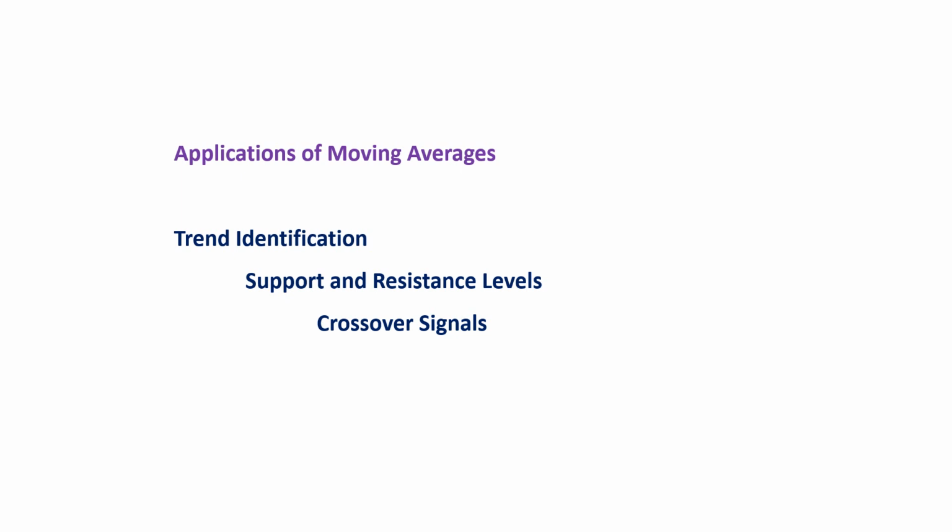Crossover signal. When a short-term moving average crosses above the longer-term moving average, known as a golden cross, it indicates an uptrend and generates a bullish buy signal. Conversely, when the longer moving average crosses below the shorter moving average, known as a death cross, it indicates a downtrend and generates a bearish sell signal.